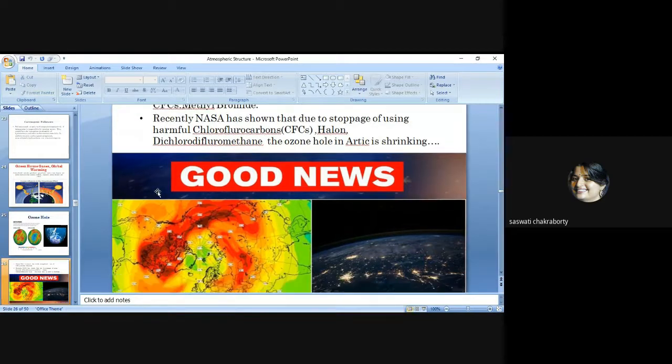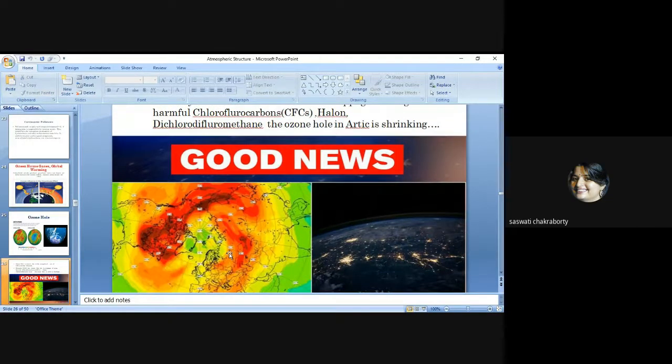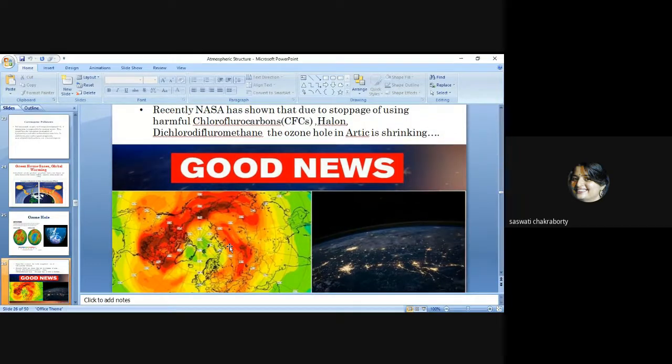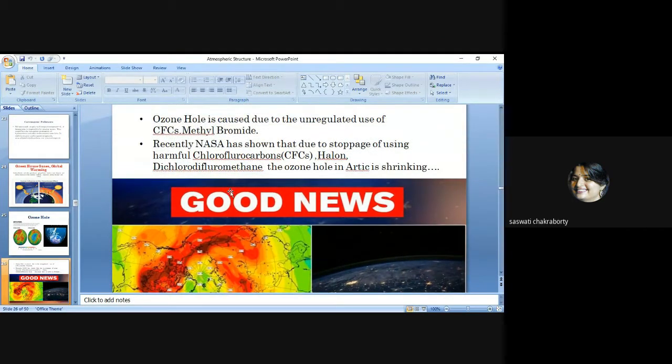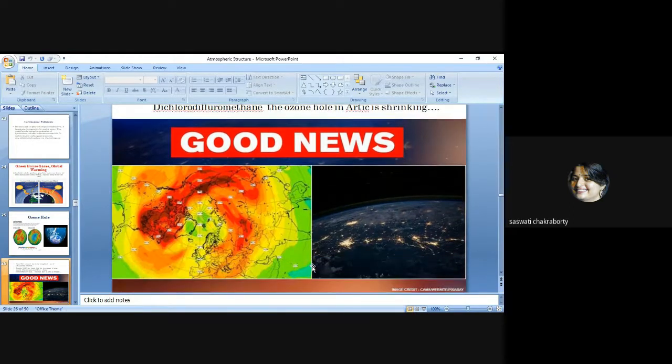See, this is the image that NASA has, contradicting all the other information. This is the information that I obtained in 2020. This is recent news: the ozone hole caused by the unregulated use of CFCs and methyl bromide, NASA has shown that due to the stoppage of using these harmful chlorofluorocarbons, halogens, and dichlorofluoromethane, the ozone hole in the Arctic is shrinking. This is something good. This is the NASA image.